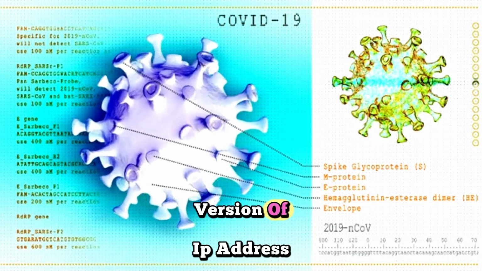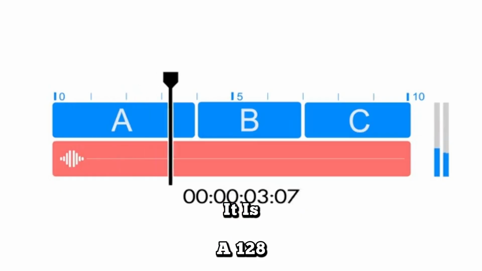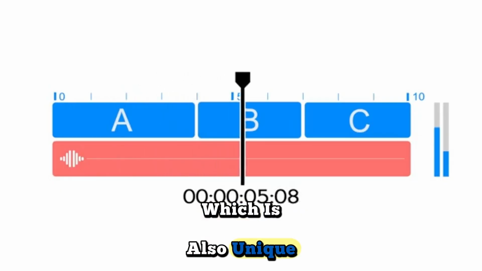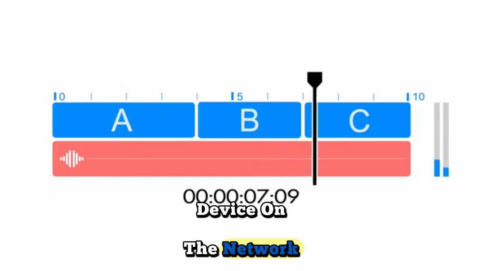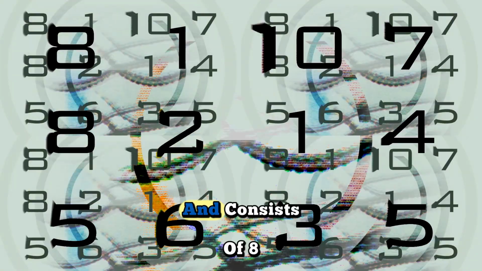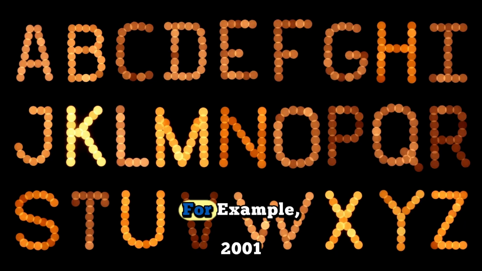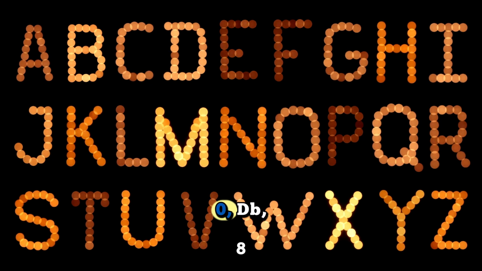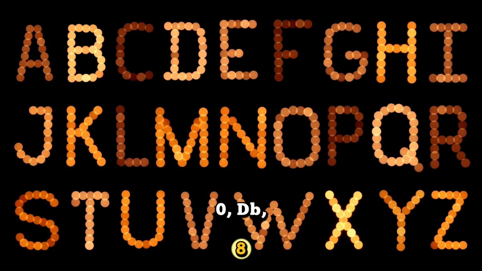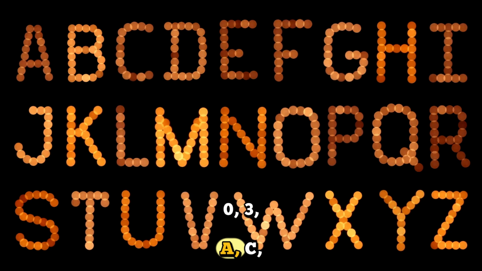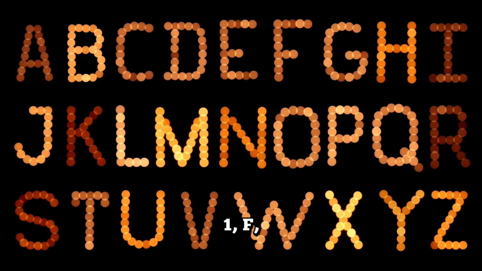IPv6 is the new version of IP address. It is a 128-bit address which is also unique to each device on the network. It is written in hexadecimal notation and consists of 8 groups of 4 characters separated by colons. For example, 2001:0db8:03ac:1f4.